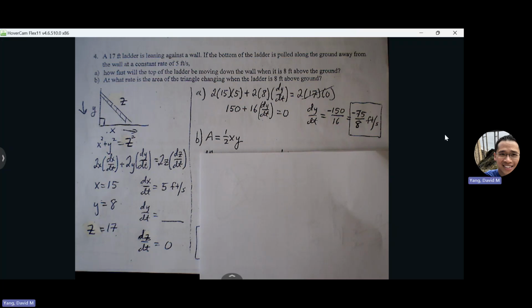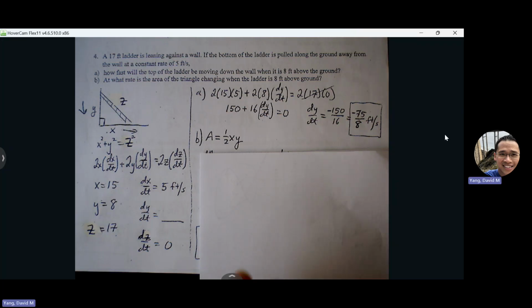Part B, area of a triangle. 1/2 base times height, 1/2 x times y. But to find dA/dt, what needs to happen on the right side? If we want to find the derivative, how would you find the derivative for 1/2 xy? Product rule, yeah. We can't say 1/2 dx/dt times dy/dt. These are variables multiplied together. We've got to go through product rule for that.